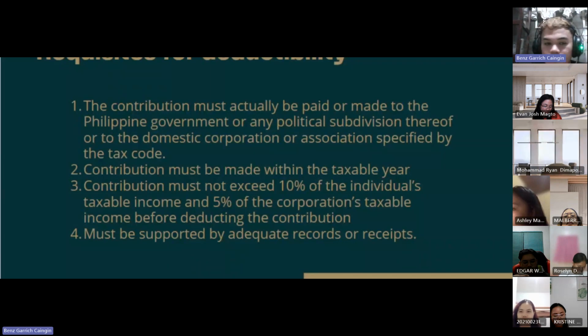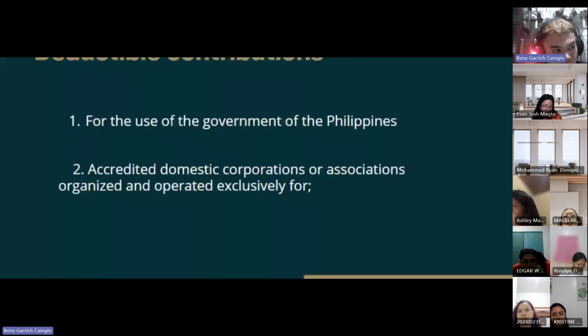Second, the contribution must be made within the taxable year. And third, the contribution must not exceed 10% of the individual's taxable income and 5% of the corporation's taxable income before deducting the contribution. And lastly, the contribution must be supported by adequate records or receipts. Deductible contributions. These contributions or gifts are deductible for the use of the government of the Philippines or any of its agencies or political subdivisions exclusively for public purposes.